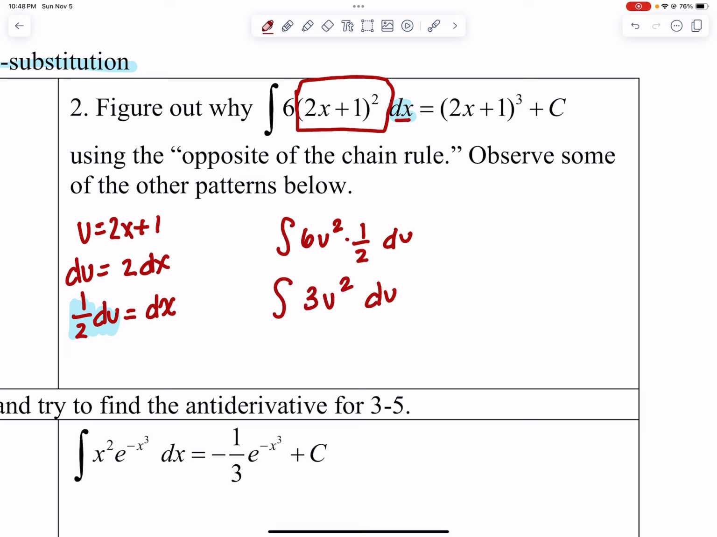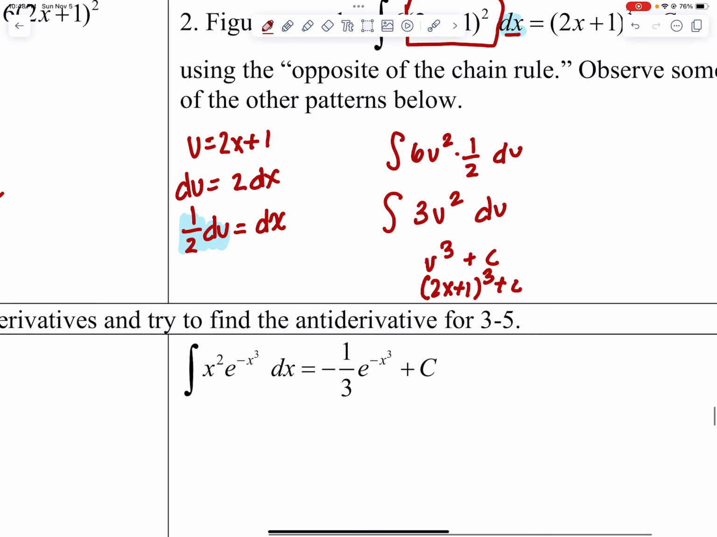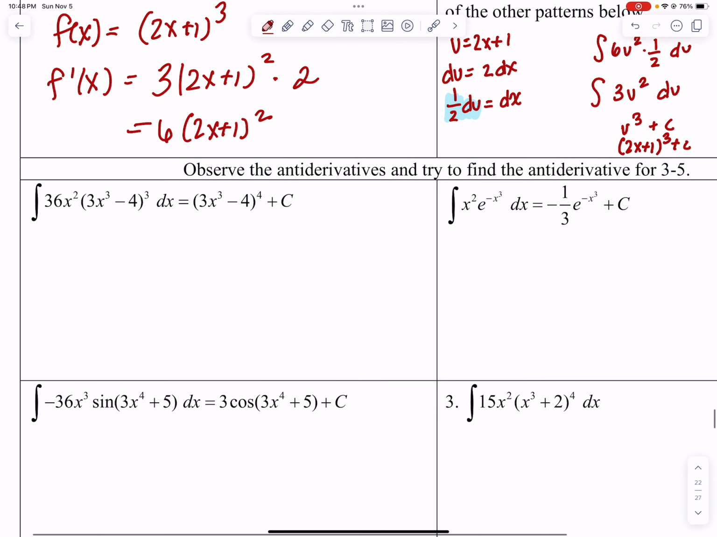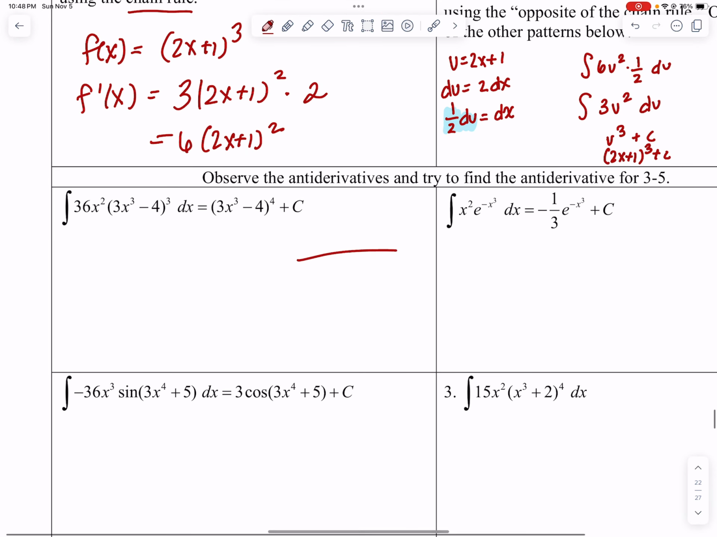Which then I can integrate 3u squared to be u cubed plus c. And then knowing that u is 2x + 1, I'm going to substitute u to get that right there. So (2x + 1) cubed plus c. Obviously, if you didn't want to use substitution for number 2, you could multiply this out. However, for something like these examples right here, you probably don't want to multiply them out.